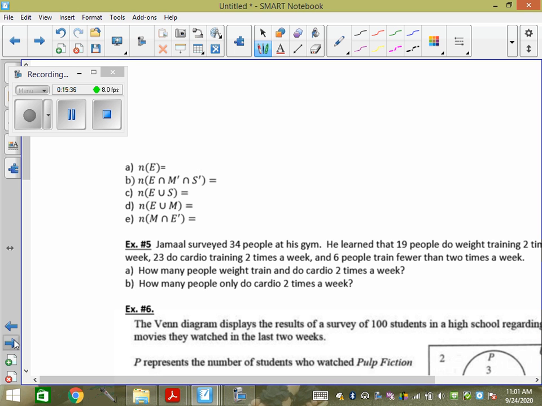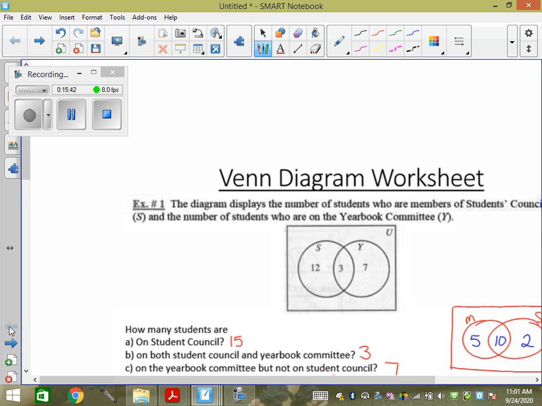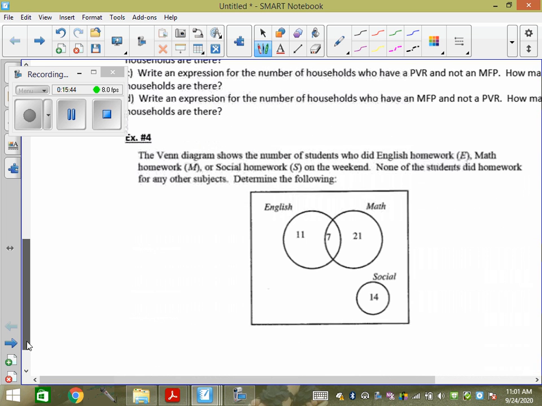So we're going to answer. N of E just means the number of elements in E, or the number of students in E. So how many students are in E? 18. We have to add them up, right? Because just because they're in math doesn't mean they're not in English. So it's 11 and 7, which is 18.